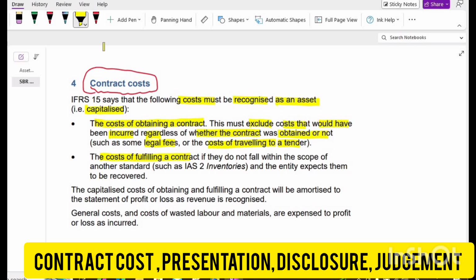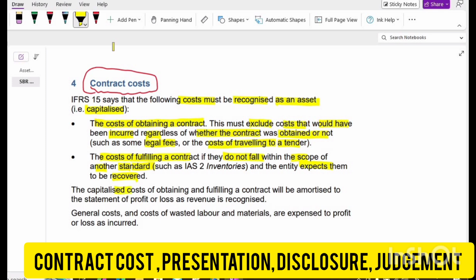Clear? Then you have another concept, and that is the cost of fulfilling a contract if they do not fall within the scope of another standard. So, meaning if this is not dealt with by another standard, then you should deal with it here in IFRS 15. Clear? An entity expects them to be recovered. So there is an expectation that you recover that amount. So that cost should also be capitalized.